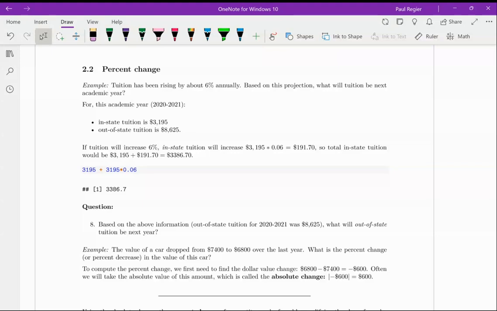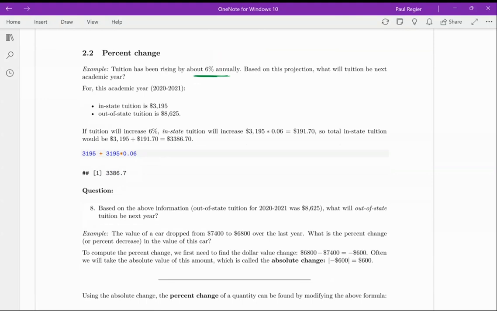But another topic that is very important in this unit is percent changes. When we have a percent and we're adding something or subtracting that amount, that results in a change. So if we hear something like tuition is rising 6% annually, what does that mean? Okay, let's look at the in-state tuition. Let's say that's our tuition. Well, if it's rising 6%, that means we take 6% of this value and add it back in.